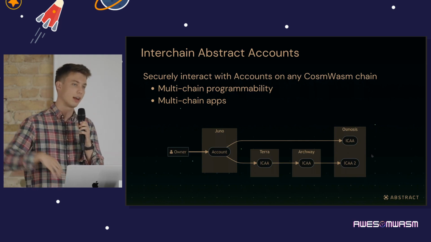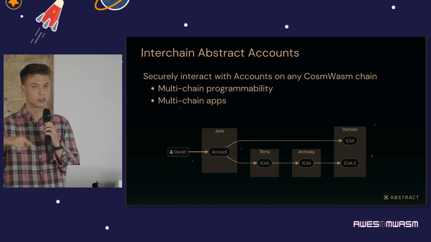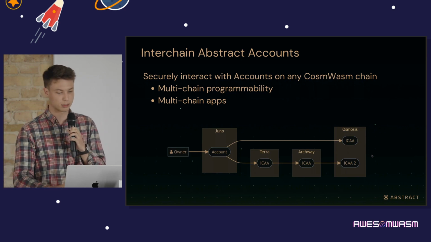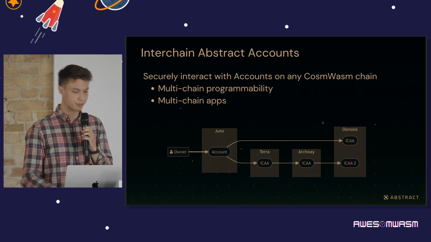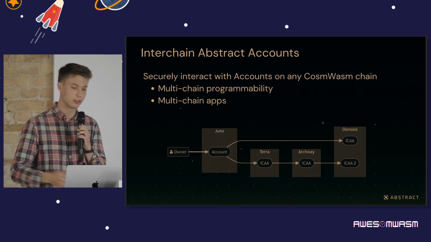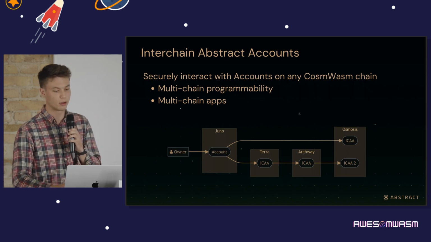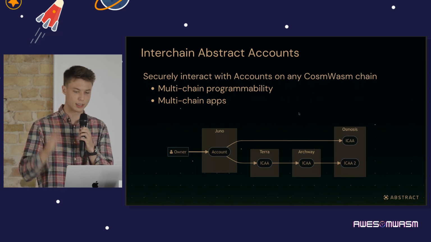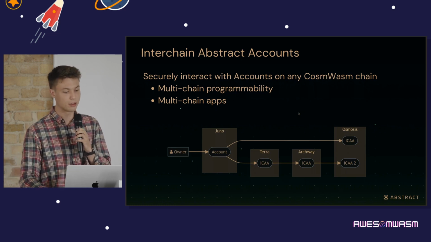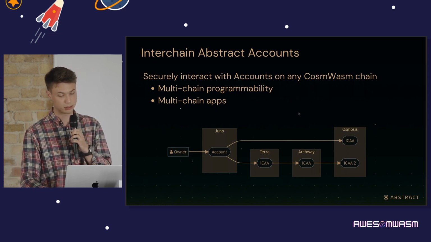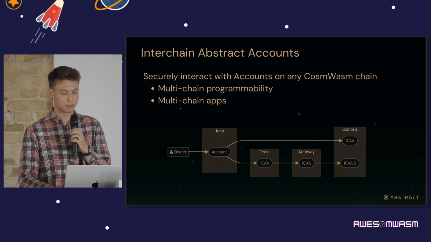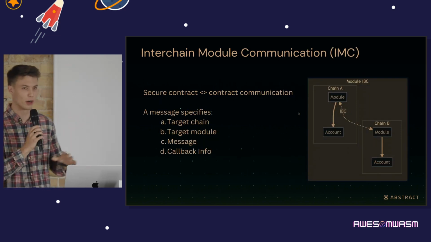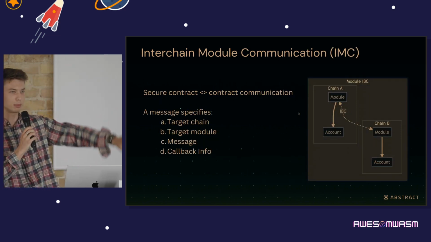It's like how you can send ICS-20 tokens through different routes. You can create interchain abstract accounts through different routes. And the main use case here is, first of all, programmability. Everything is in Rust, and you can very easily script this and execute it. And you can also build simple multi-chain applications with this. But what about the more out there multi-chain applications?